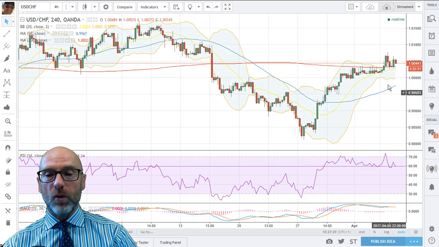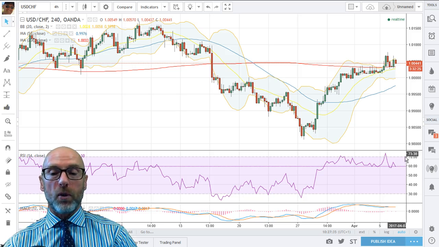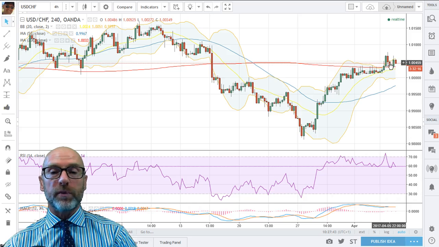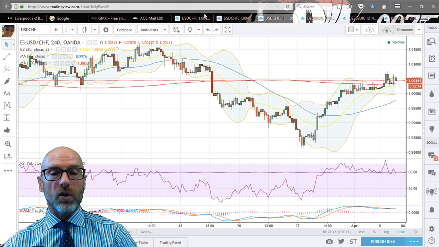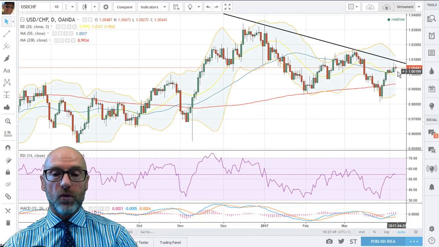RSI well above 50 at 59.34. Did get overbought on the spike that we had up yesterday. Come back down nicely, still positive. And the MACD still well above 0, going sideways but still reasonably positive. So overall that's a positive picture as well. So we've got positive pictures on the daily and on the 4-hour.